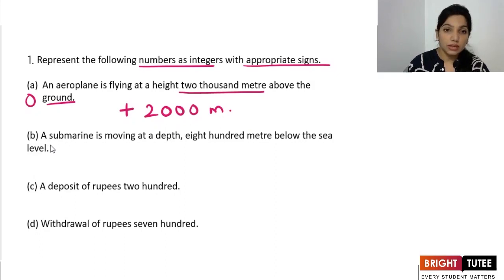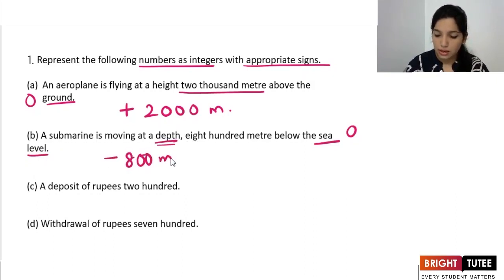A submarine is a kind of small ship which goes down under the water. A submarine is moving at a depth of 800 meters below the sea level. Sea level is 0 and we are going in the depth. That means we are going under the sea, 800 meters below. So it is minus 800 meters. This is the depth of the submarine.